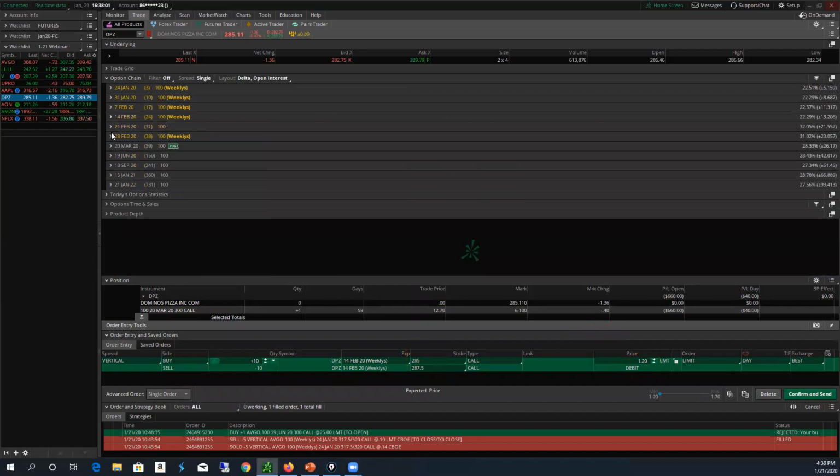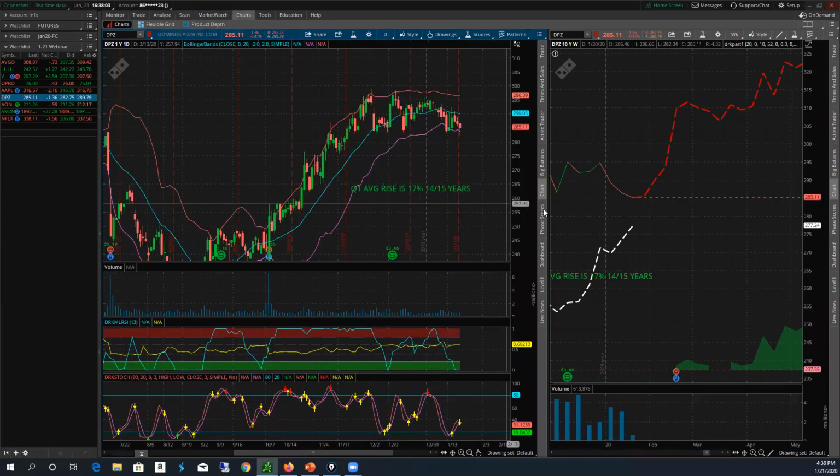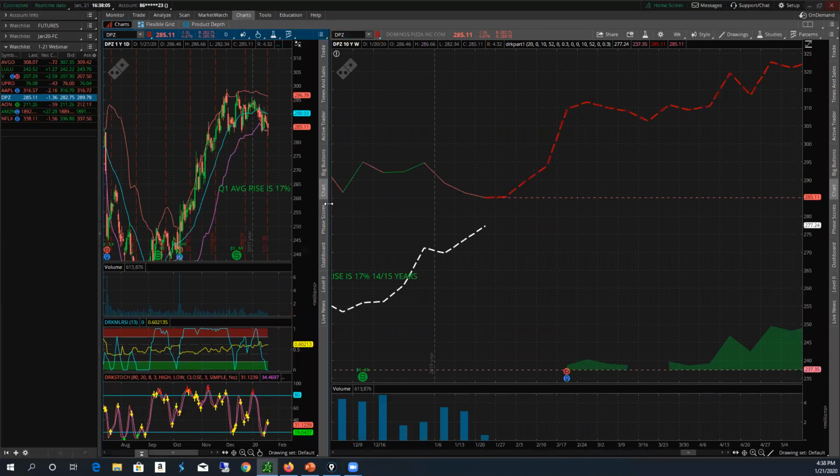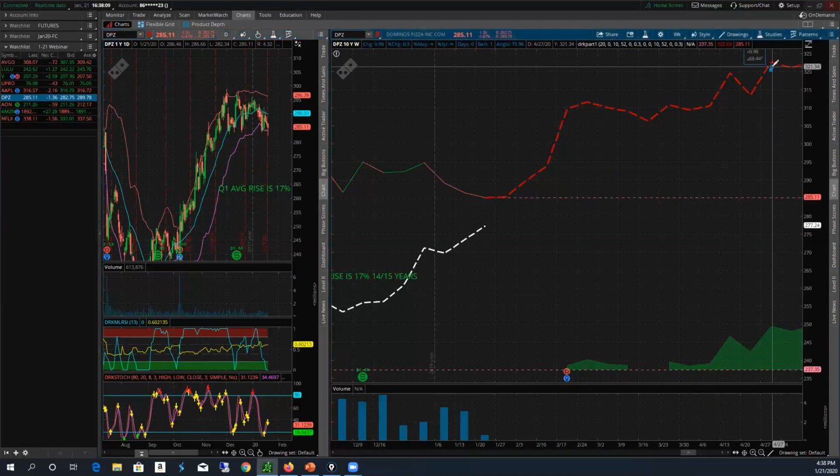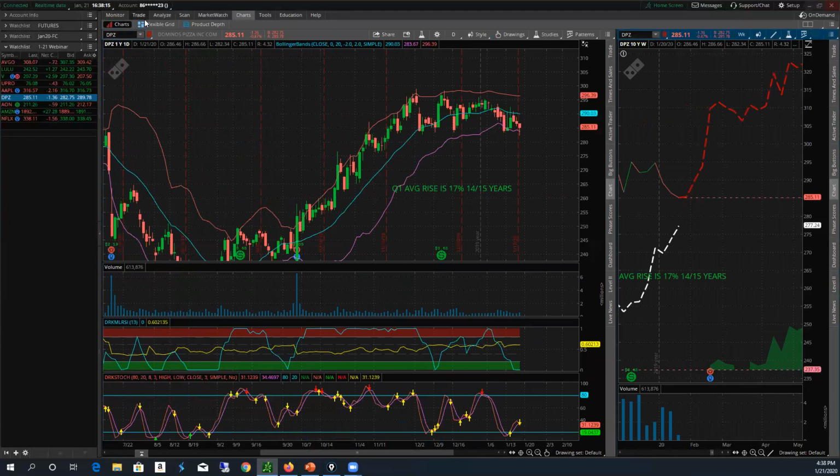Well, let's say you want the home run. You look at this chart from a seasonal standpoint and you say, well, wait a minute, this thing is going to go higher until April, end of April. So I'm going to do a May expiration. Okay.